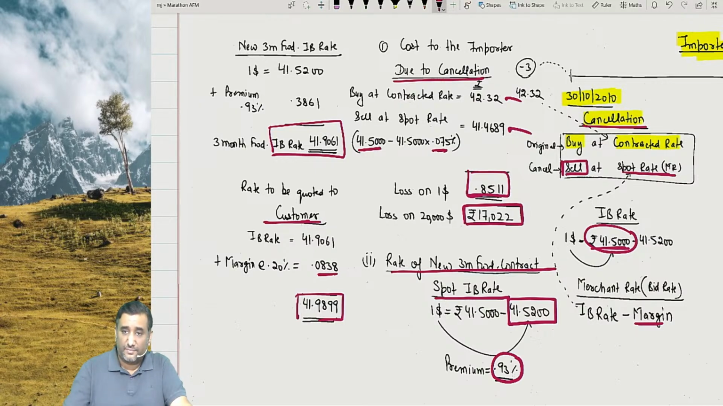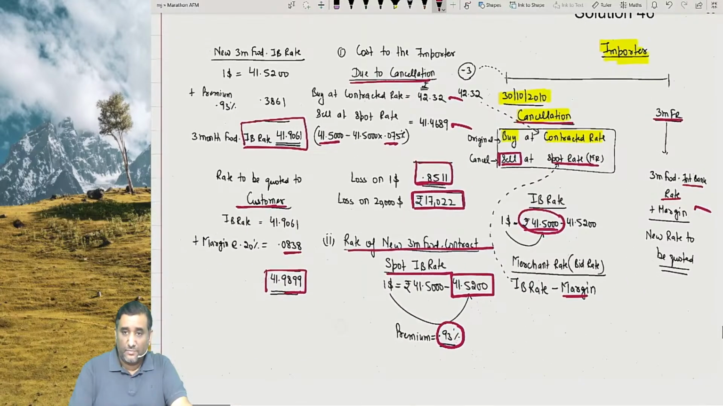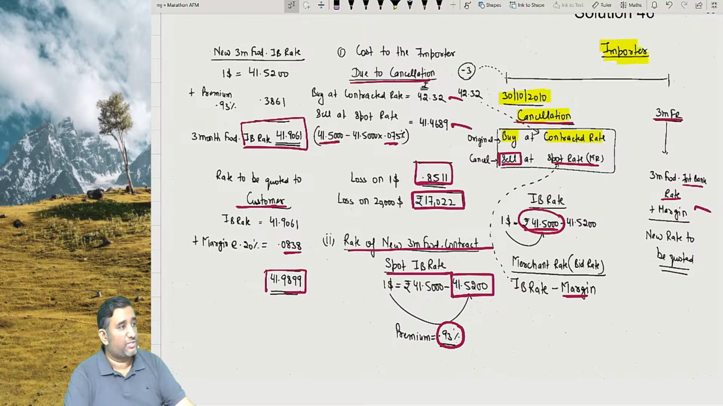Now check your answer once again. Do in systematic parts, please. Do not look at both the rates simultaneously. Spot rate is only used for the purpose of cancellation. Margin was adjusted. New rate would be spot rate plus premium will give you the 3 months forward rate. Using that 3 months forward rate, and plus you'll do what? The margin, because you're giving quotation to the importer. If you were giving a quotation to the exporter, you were subtracting margin and using a bid rate. Now since you're giving a quotation to the importer, you're applying what rate? Ask rate.